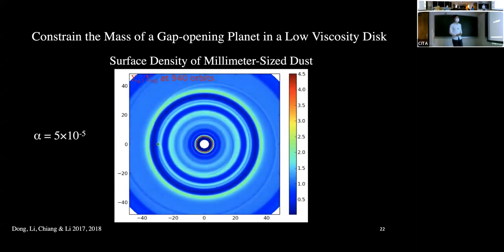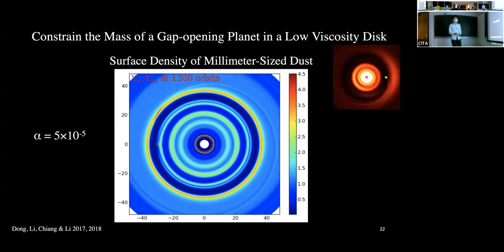So let's start the movie. Very quickly, within a few orbits, the planet drives some density waves and very quickly opens a number of gaps. This is different from the previous simulation we saw, in which only one big gap is open around the planet's orbit. This is caused by the difference in viscosity.